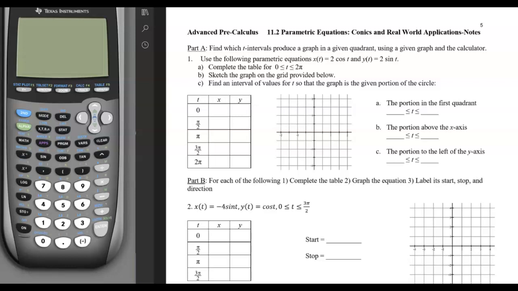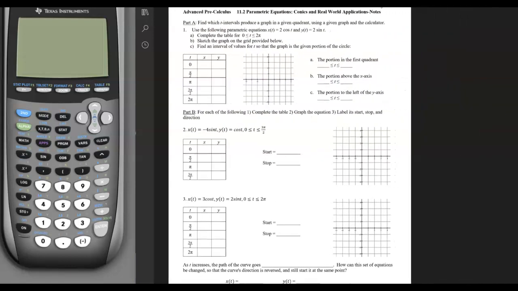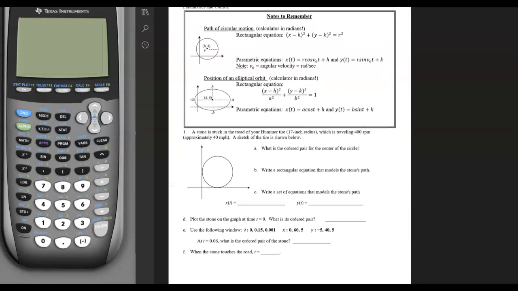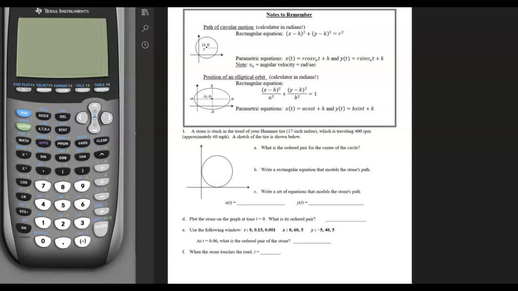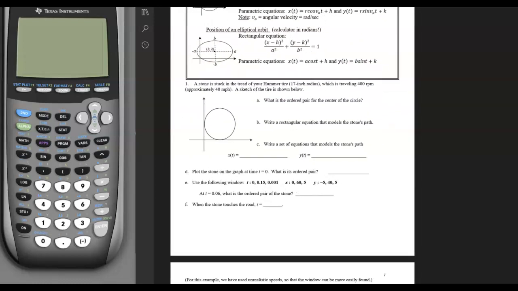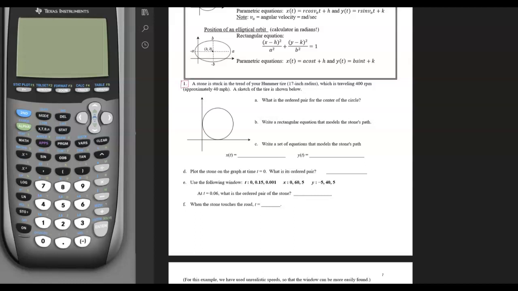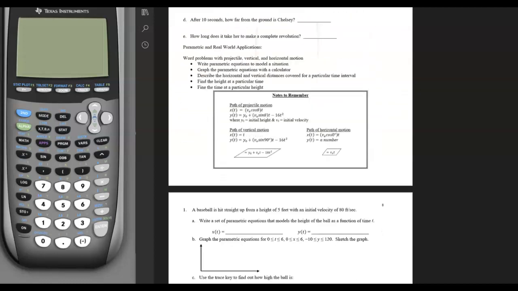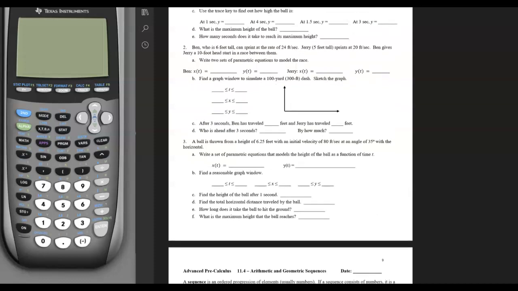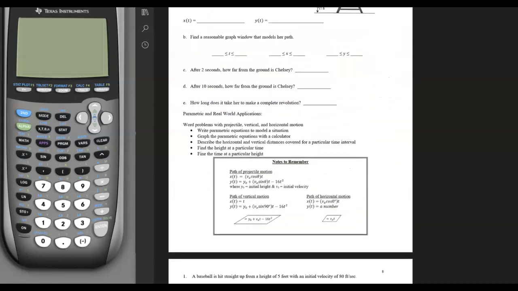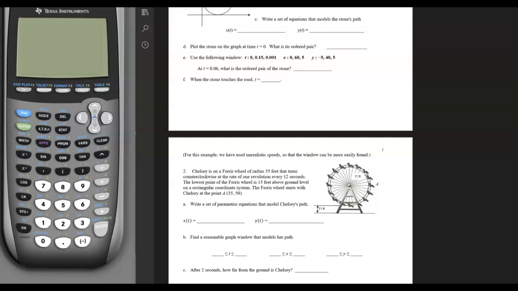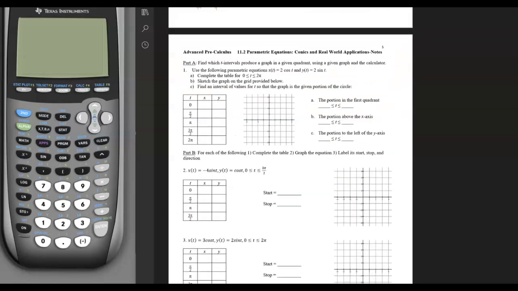Okay, so this is day 2 of parametrics. Now, this first page is honestly more of us getting used to graphing parametrics. The next page is more about applications of parametrics. We're probably only going to have time to do this number 1 here, then number 2, and this number 1 on the last page of these notes. That is what we're going to cover on day 3, Thursday. So we honestly are only having 2 pages of notes.